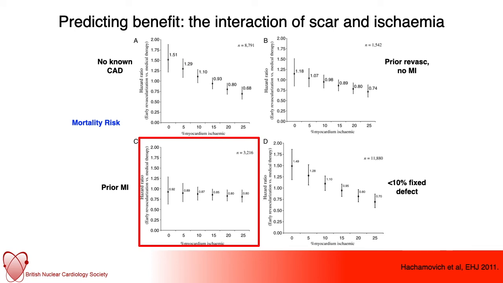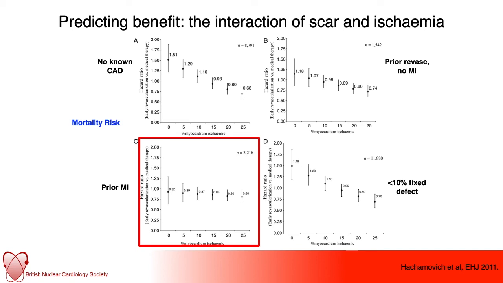There again is seemingly this interaction between scar and ischemia that we've already seen, whereby you can see the benefit that if you have no known coronary artery disease, no prior revascularization, no myocardial infarction or less than 10% fixed defect, you still gain benefit, and you gain more benefit from revascularization the more ischemic you are. However, that doesn't hold true once you have a myocardial infarction.